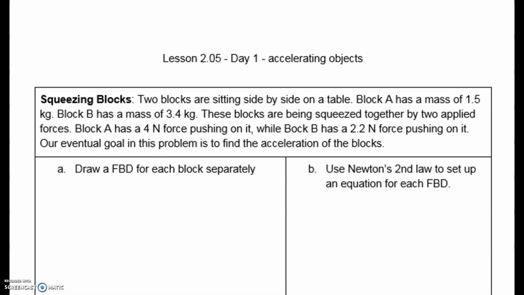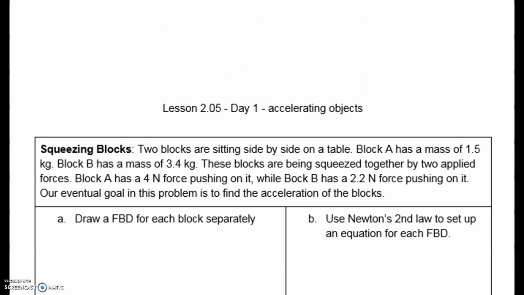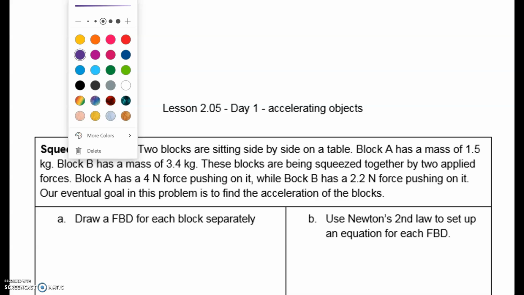Okay, so before drawing a free body diagram for each block separately, let me actually take a moment here and just sketch out what's going on with the problem itself and see if we can make any predictions. So we've got two blocks going on. One block has more mass than the other. I'll just draw them as different sizes to represent that visibly. They may not be different sizes, but regardless.